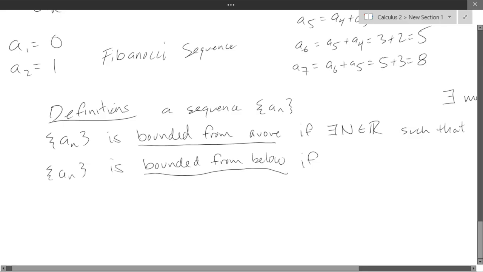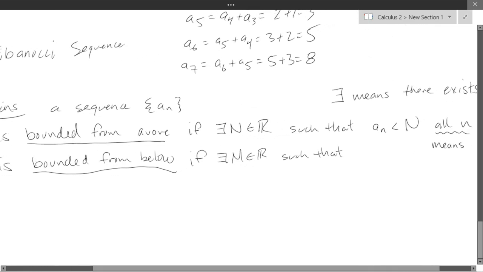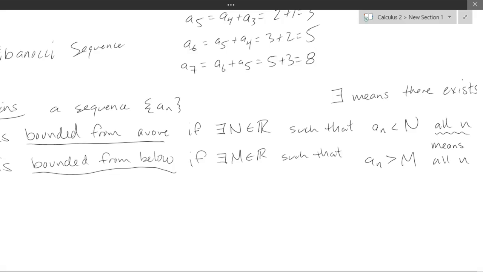So very similar. If there exists, let's go with a big M, a real number M such that, and here we want the analogous bound, but instead of everything being less than M, we want all of them to be greater than M. And this is for all n. So we have some small number that is less than every term in our sequence.